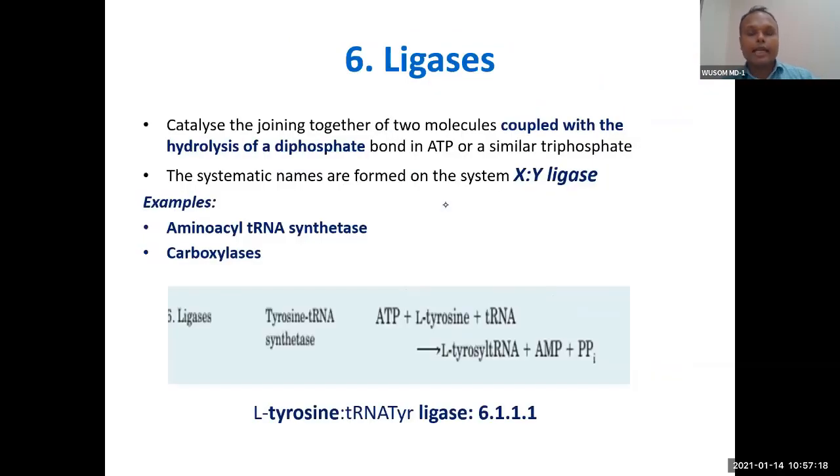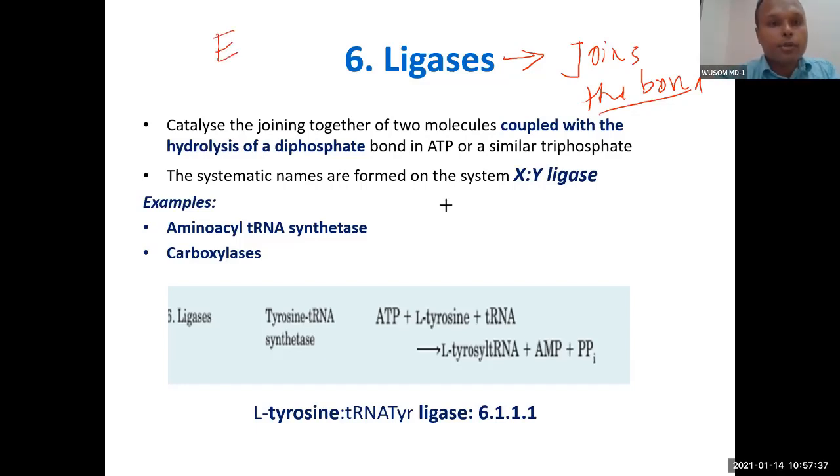Okay. Now ligases. You can see this guy joins the bond. Lyase breaks the bond. This joins the bond. And how does this join the bond? It always requires energy to join the bond.